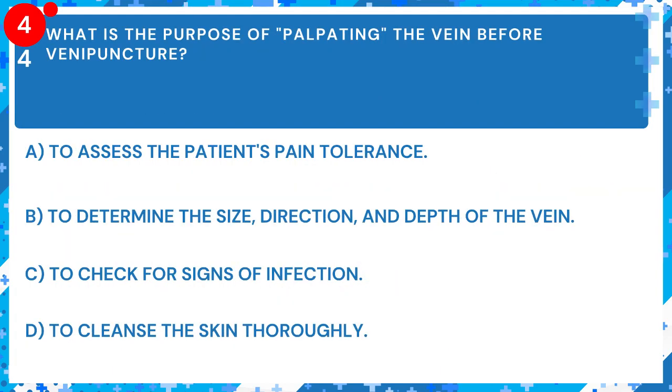Question 44. What is the purpose of palpating the vein before venipuncture? A. To assess the patient's pain tolerance. B. To determine the size, direction, and depth of the vein. C. To check for signs of infection. D. To cleanse the skin thoroughly.